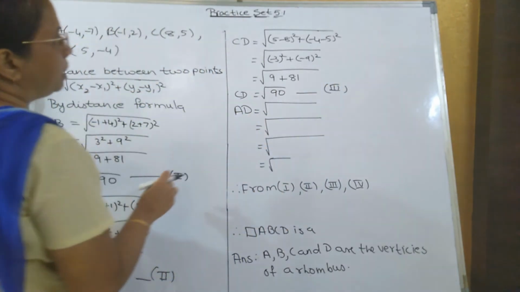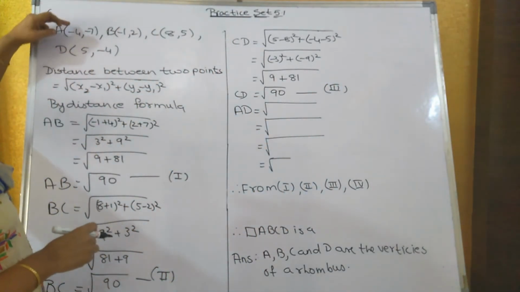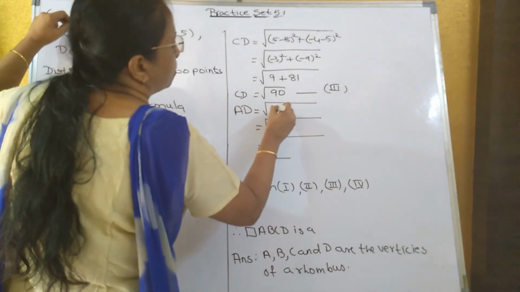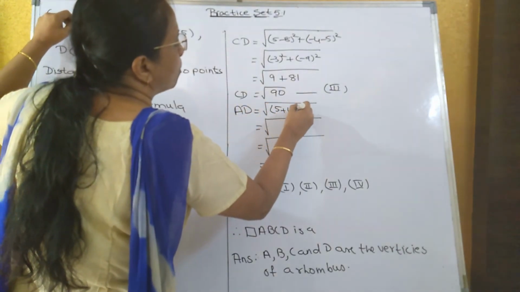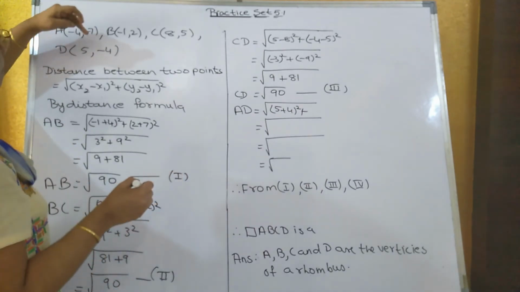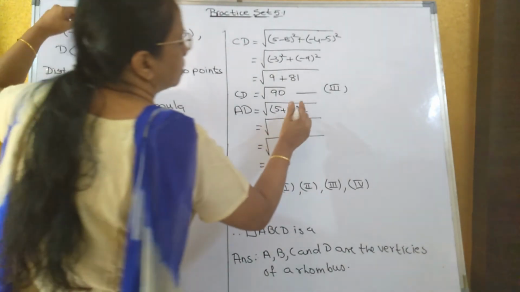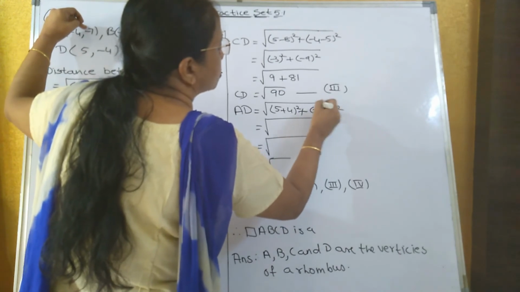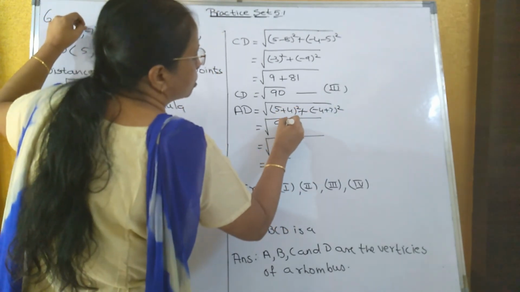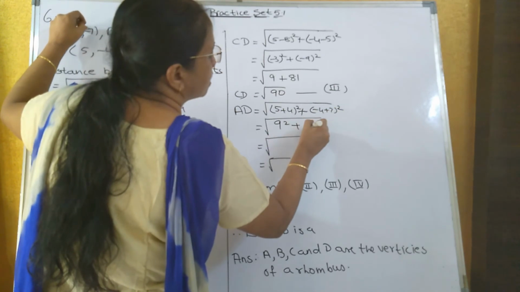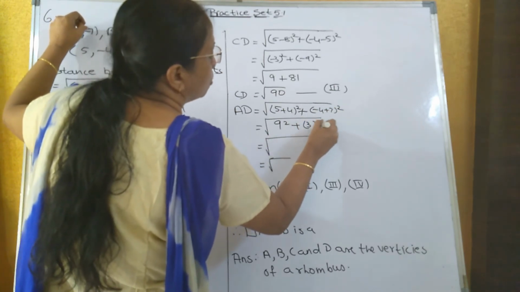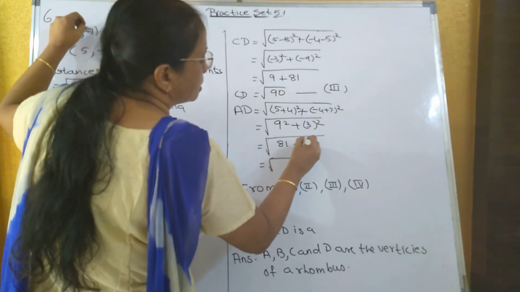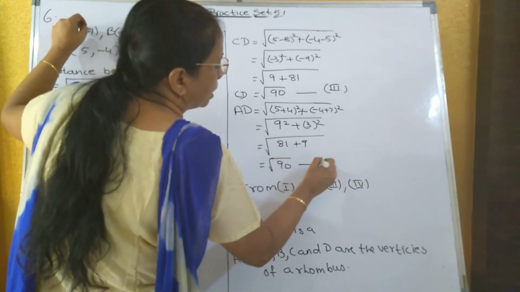Next one, AD, we will find out. AD: 5 plus 4 the whole square plus minus 4 plus 7 the whole square. 5 plus 4 the whole square is 9. Minus 4 plus 7 is 3 the whole square. That is 81 plus 9. That's equal to 90. Let this be 4.